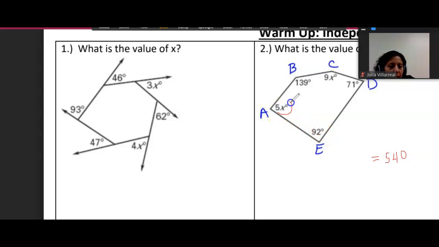So I'm going to add all my x's. I have 5 x's here and 9 x's here. So that gives me 14 x's. So I'm going to put 14x. Now I'm going to add up the other numbers. So I have 92.